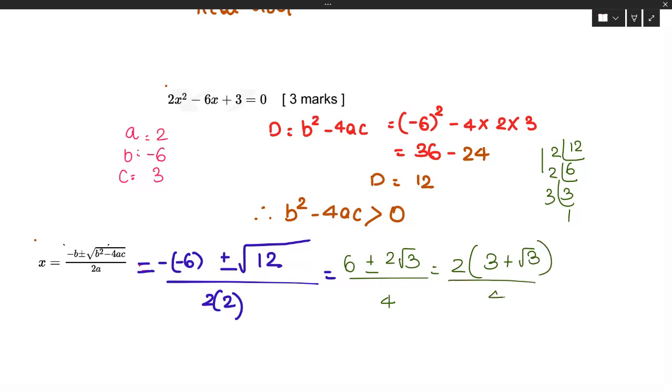upon 2. Now we can cancel out with multiplication. Plus and minus we cannot perform. 2 ones are 2, 2 twos are 4. Now we are left with 3 plus root 3 upon 2. Is it?